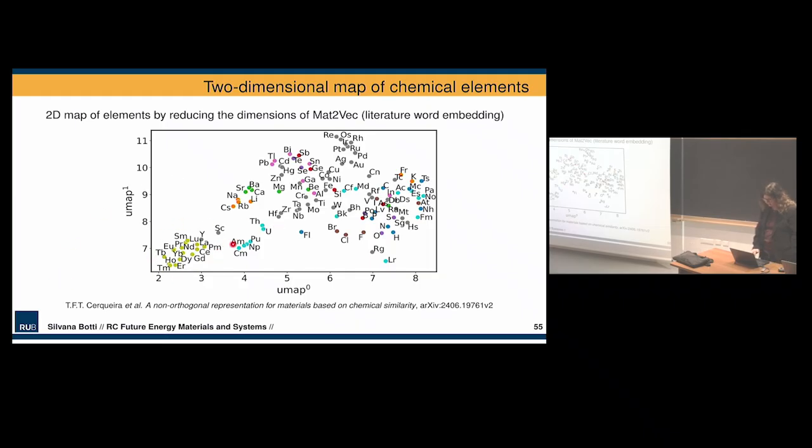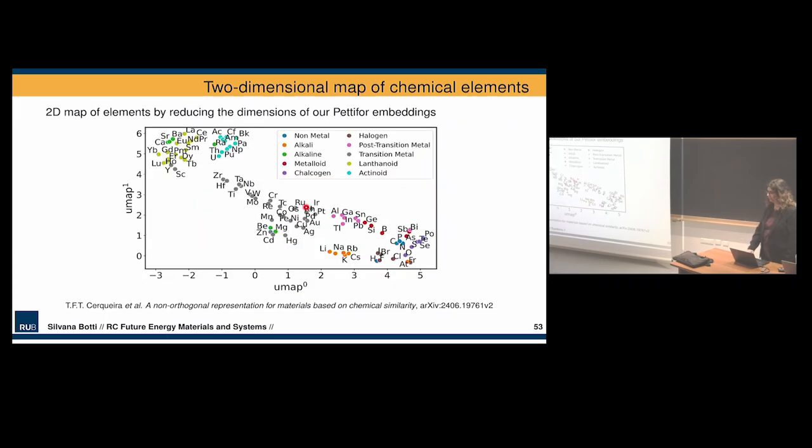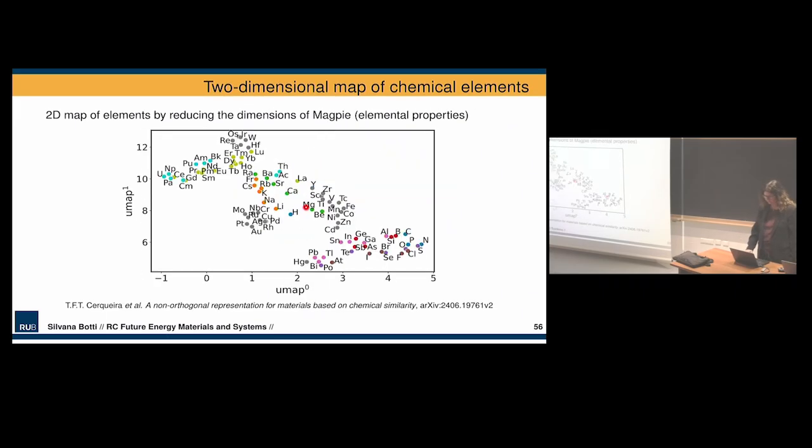So, what are these? These are lanthanides. And here we have the noble gases, and some transition metals, but it's still not so clear as it was with our Petty-4 embedding. So this is what one obtains with Magpie.